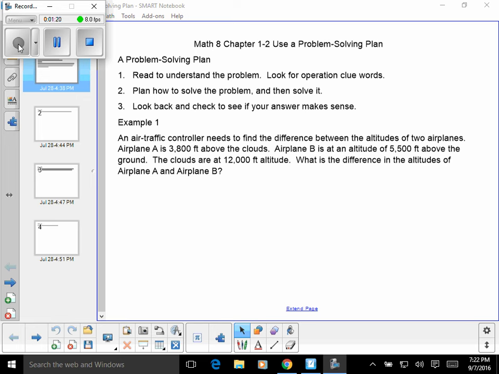Example 1. An air traffic controller needs to find the difference between the altitudes of 2 airplanes. Airplane A is 3,800 feet above the clouds. Airplane B is at an altitude of 5,500 feet above the ground. The clouds are at 12,000 feet altitude. What is the difference in the altitudes of airplane A and airplane B?